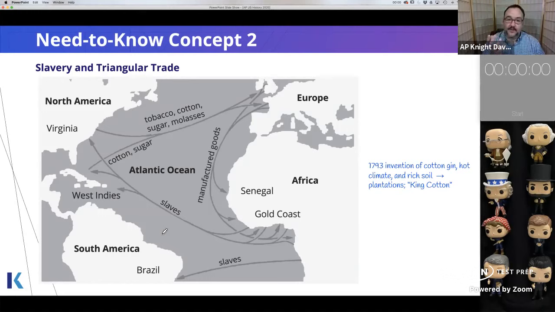And so one of the reasons that North America was able to grow so quickly, one of the reasons the United States was able to grow so quickly, was that they did not have one of the production costs that Europe had in that labor.